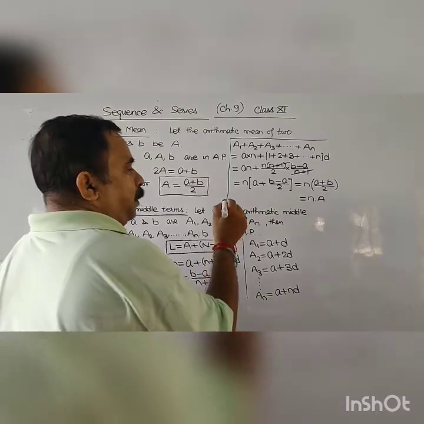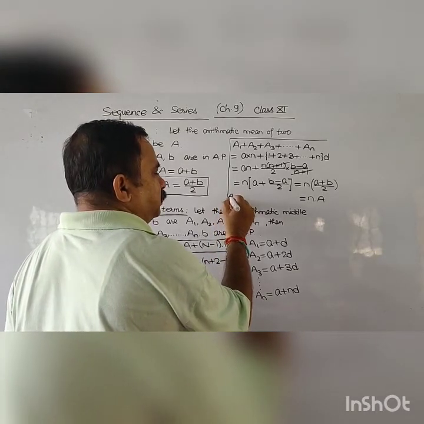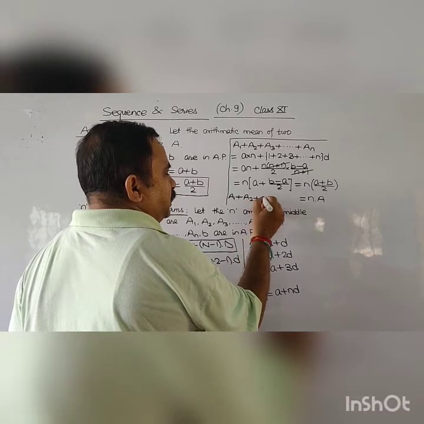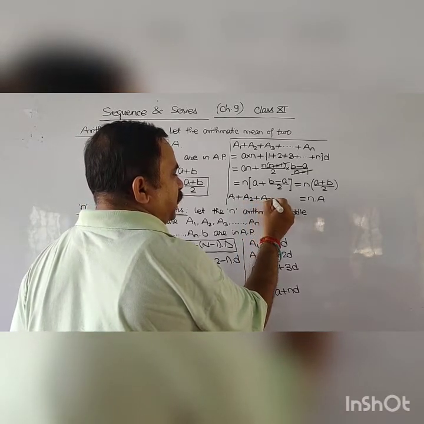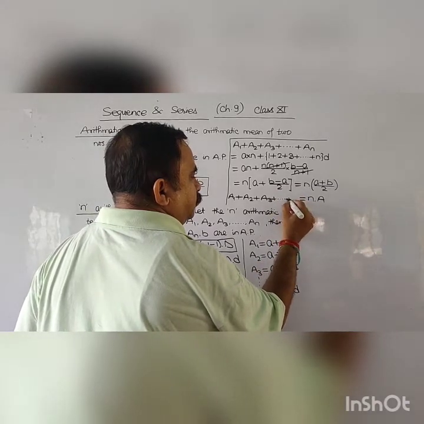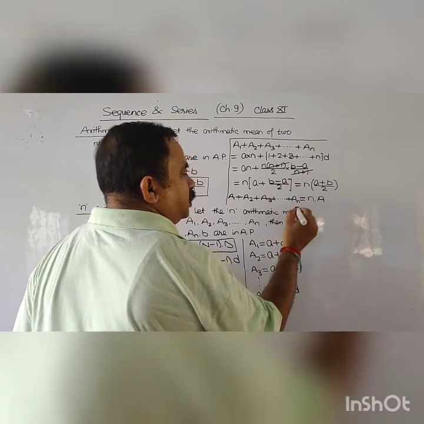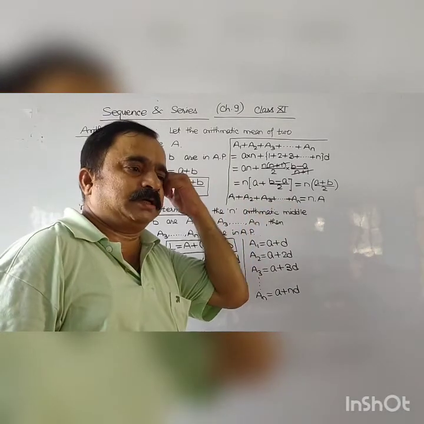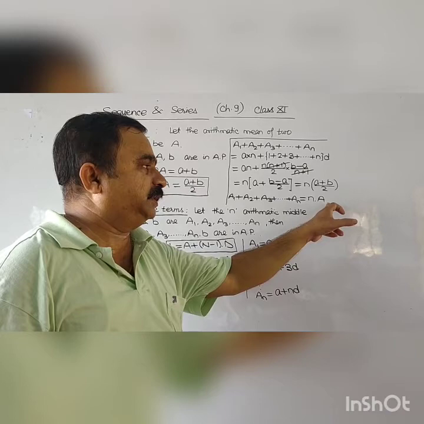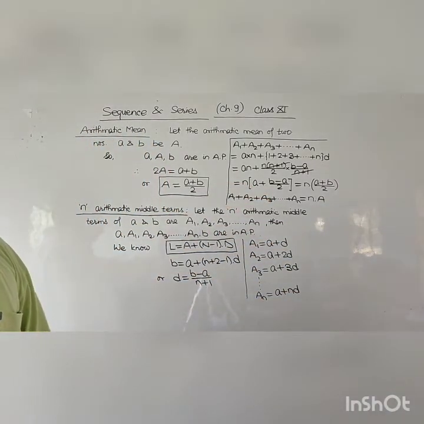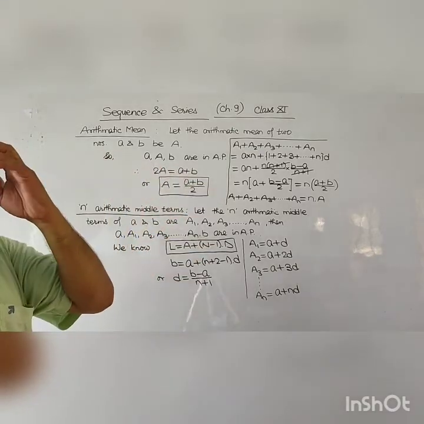So the sum of n middle terms between two numbers is n times their arithmetic mean. Sum of n middle terms is n times their arithmetic mean. This is a very important concept, remember it well. Note it down.